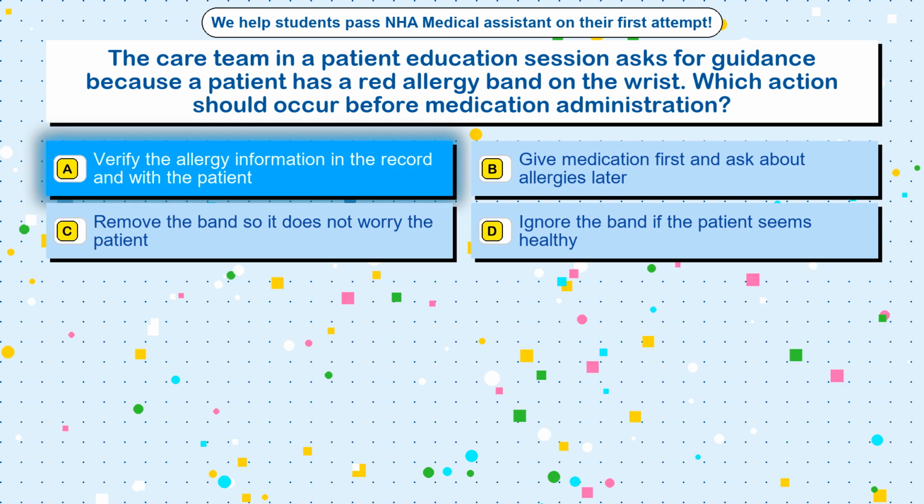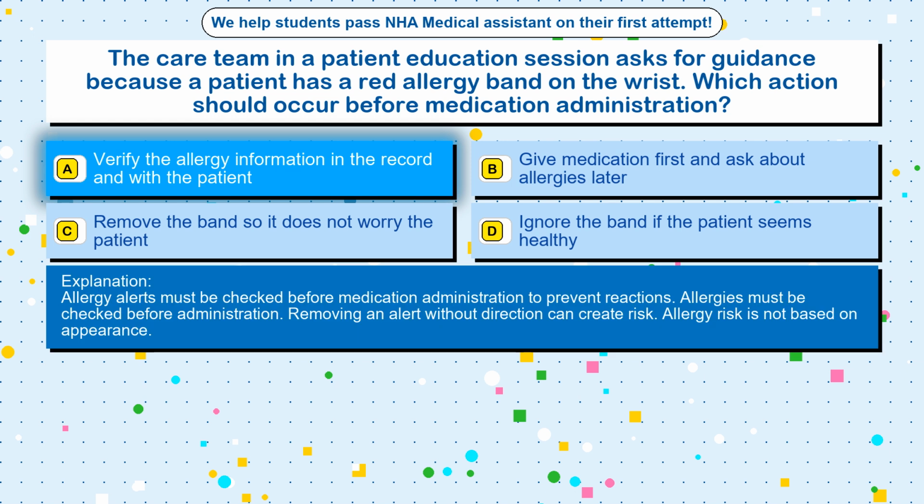The correct answer is option A. Verify the allergy information in the record and with the patient. Allergy alerts must be checked before medication administration to prevent reactions. Allergies must be checked before administration. Removing an alert without direction can create risk. Allergy risk is not based on appearance.